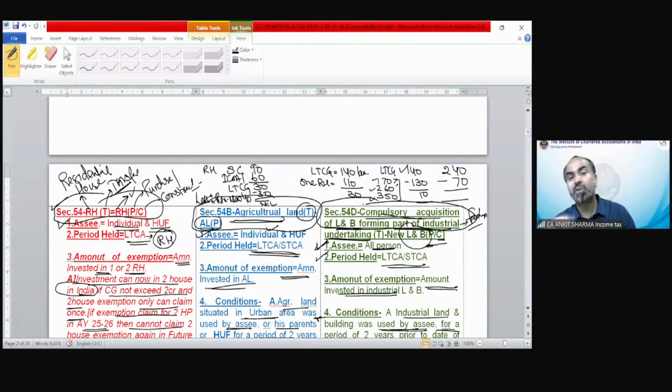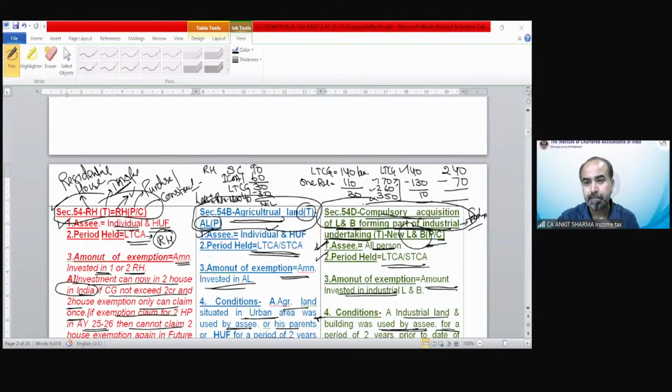Section 54 is for residential house transfer and residential house purchase. 54B is agricultural land transfer and agricultural land purchase. 54D is compulsory acquisition of land and building forming part of an industrial undertaking, and new land and building purchase or construct. So what is the similarity between these three things? Mohammad Farhan is saying immovable property. That is again the nature of the asset. I am asking about the nature of the exemption, not the nature of the asset.